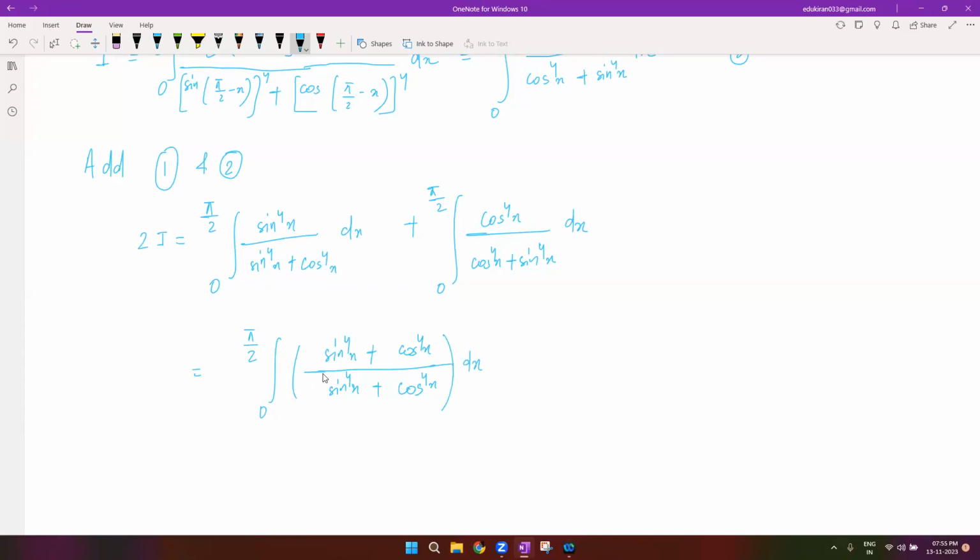So this becomes sin to the power 4x plus cos to the power 4x divided by sin to the power 4x plus cos to the power 4x. This cancels out and becomes 1. Now the integration of 1 is x from 0 to pi by 2. You put pi by 2 minus 0, so the answer is pi by 2. But that is the answer for 2I. You wanted to calculate I, not 2I. So I is pi by 4.